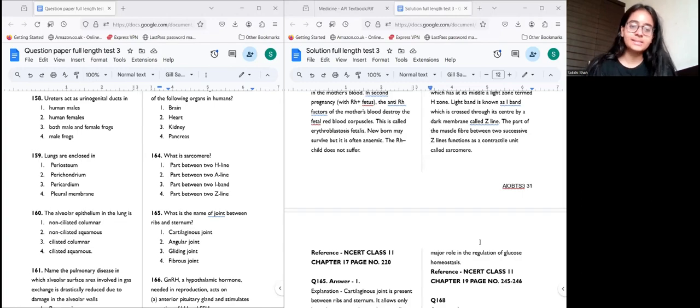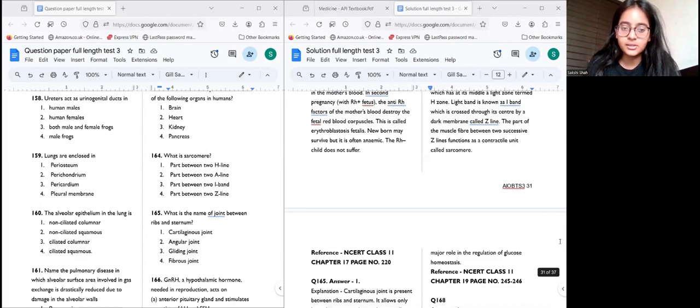Okay, so moving on to question number 165. What is the name of the joint between the ribs and the sternum? What is the rib and what is the sternum? The sternum is the breastbone, which is present right at the middle of our chest, right? It's a flat bone. Okay, and the ribs connect on both sides, that is ventrally as well as dorsally. When they're present ventrally, they connect directly to the sternum and form a joint there. When they're connecting posteriorly, they connect to the thoracic vertebra, because the vertebra forms the thorax posteriorly.